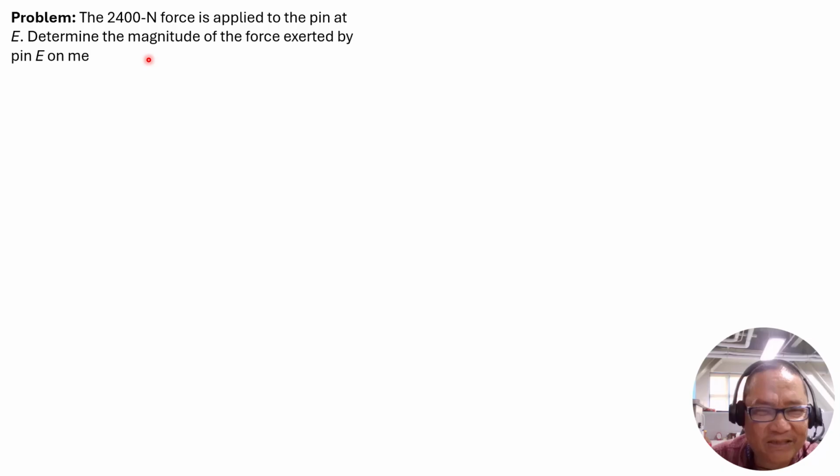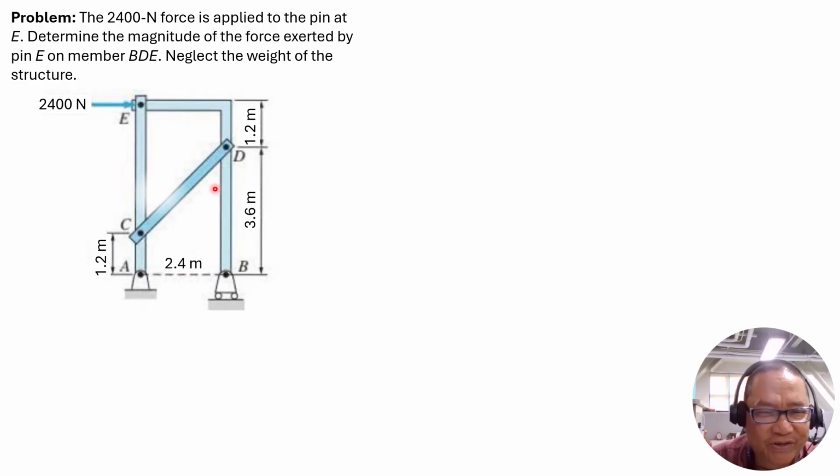So here is the original problem. The 2,400 Newton force is applied to the pin at E. Determine the magnitude of the force exerted by pin E on member BDE. Neglect the weight of the structure. So here is the original problem.